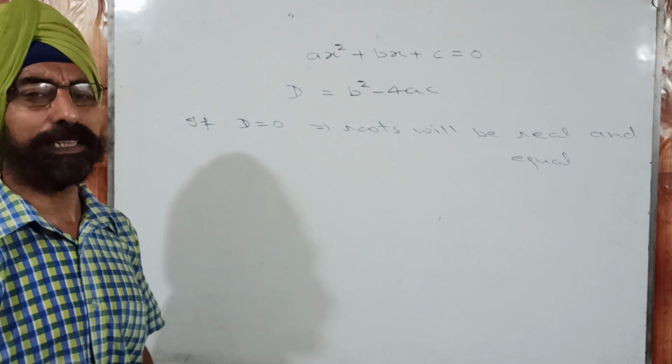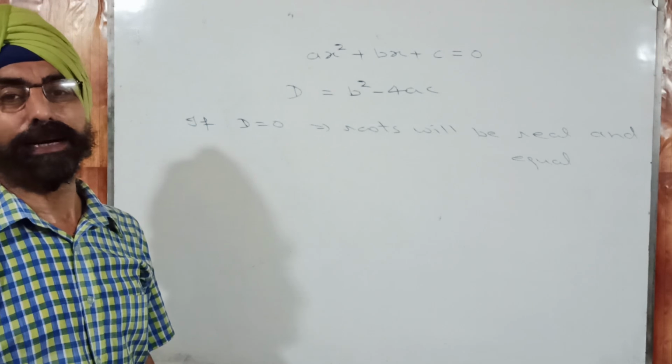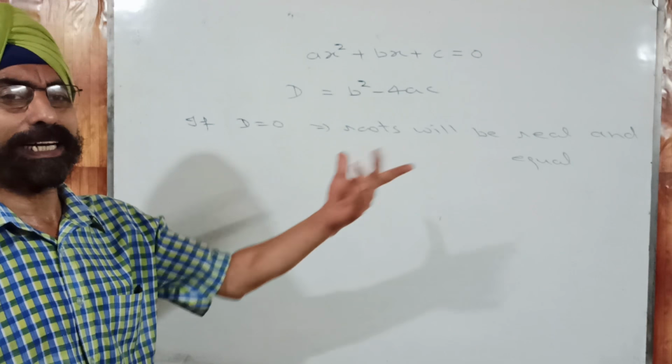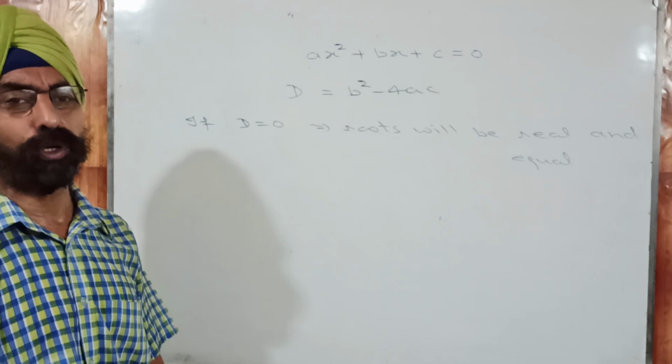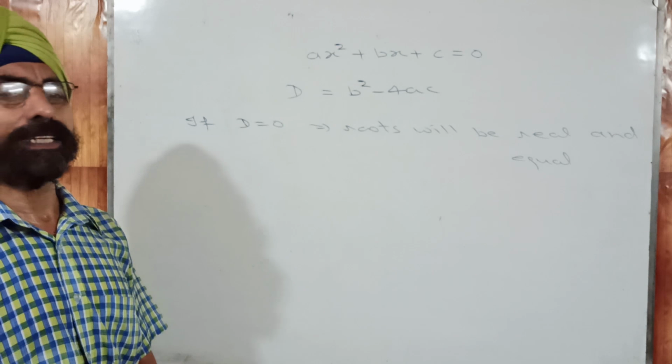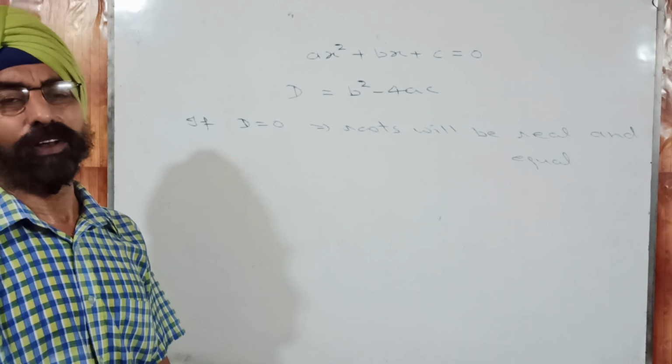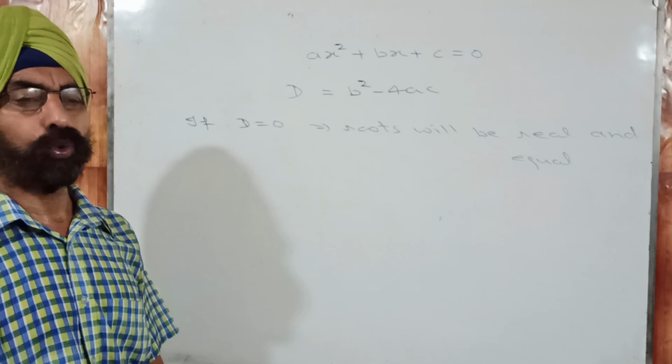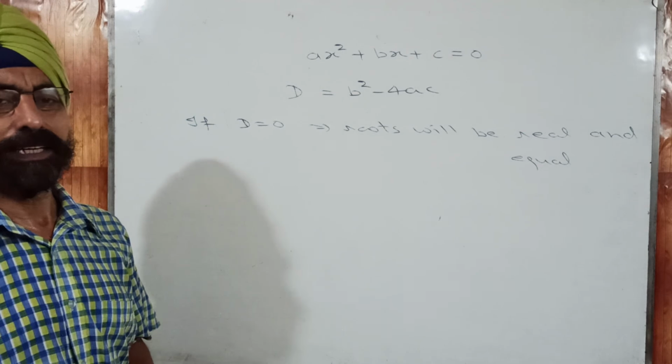Because your discriminant is 0, both the roots will be minus b upon 2a, because the second part, under root b square minus 4ac, will become equal to 0, and both the values of x you will obtain will be equal to minus b upon 2a. So the roots will be real and equal.